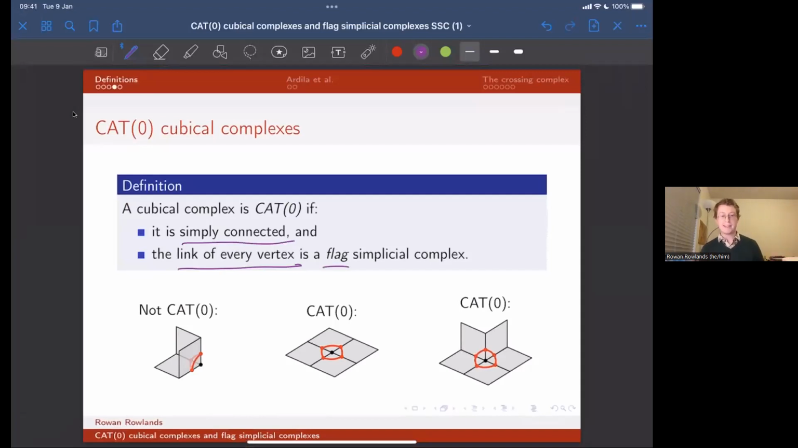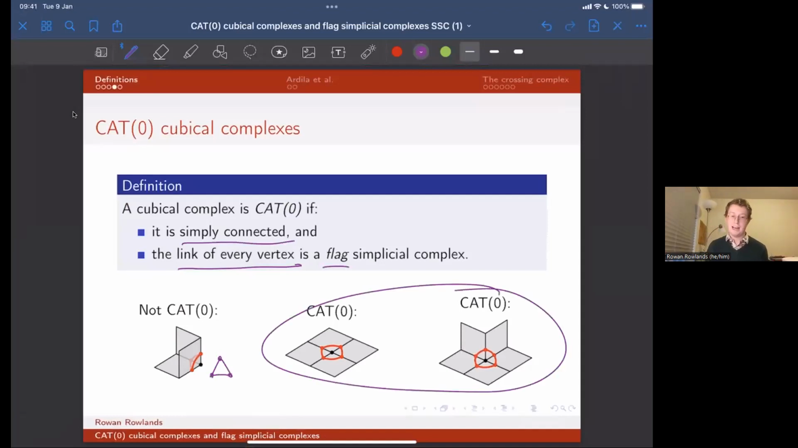Okay, what is the link of a vertex? Roughly speaking, a link of a vertex is what you get if you take a tiny sphere centered around that vertex and intersect it with a complex. So for example, in this first picture here, if I draw a tiny sphere around this highlighted vertex like that, then intersect that with the complex, you get a triangle like this. Or well, you get the boundary of a triangle, but not the interior of that triangle. And so this simplicial complex is not flag, and so the cubical complex is not CAT0. But you can check for all the vertices in these other two pictures, then the links are flag simplicial complexes, and so these two are CAT0.